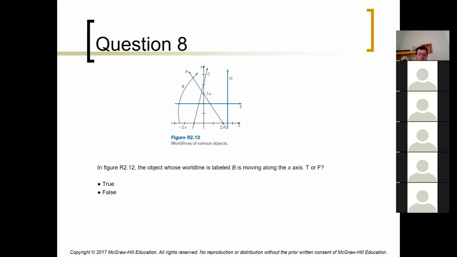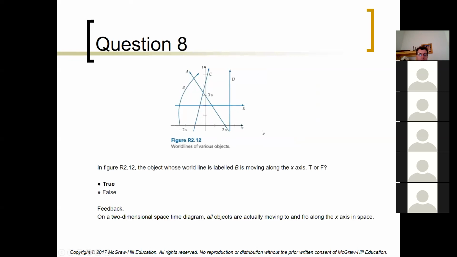Okay, true or false? The object whose world line is labeled B is moving along the x-axis. Yeah, looks true to me. I mean, the x-coordinate starts off decreasing slightly, then starts to increase, but that is definitely motion along the x-axis.